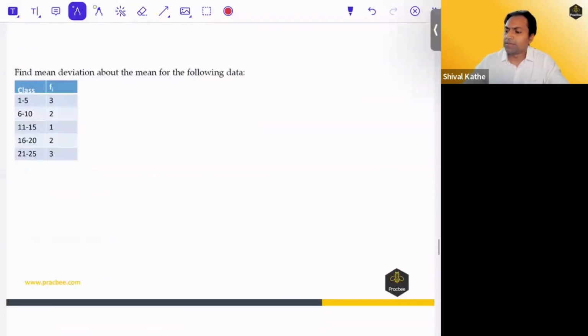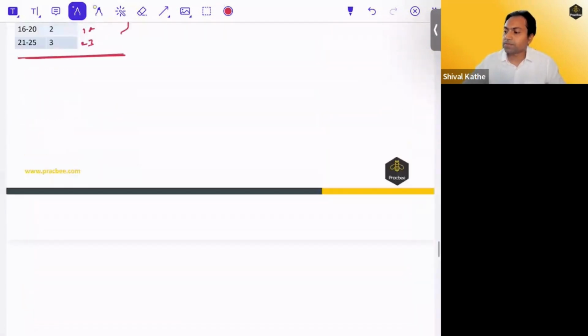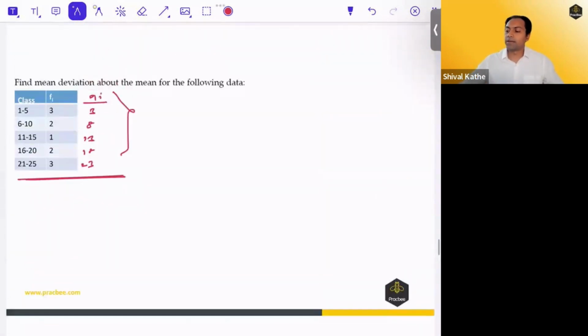Type 3. And see, type 3 is not very difficult, and it is the same thing. For xi, we will take the midpoint. So 3, 8, we already did that, and 13, 18, 23. Then after that, it is the same question. So nothing new. Now here, I'm going to tell you one very important point. You understood this idea, right? There is nothing much to do here. It is the same problem written in a different manner.